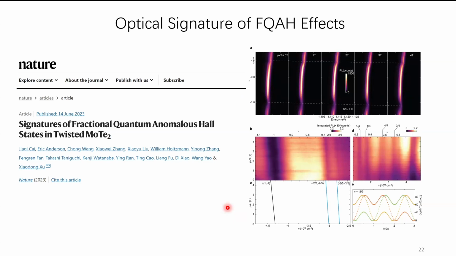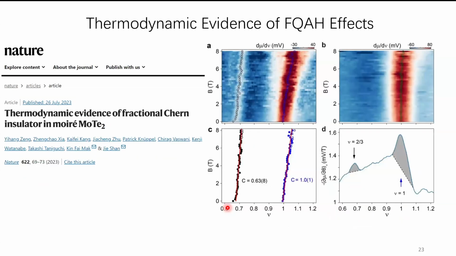This is the first paper by Xiaodong Xu's group at the University of Washington. They reported optical signatures of the fractional quantum anomalous Hall effect in twisted MoTe2. He will give the next talk, so I will not go into the details. And there is a back-to-back paper by the Cornell group. They reported thermodynamic evidence of this state.